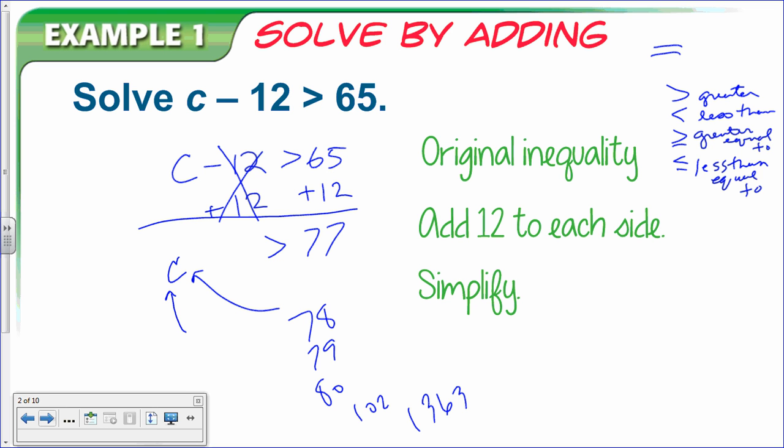Right, there you go. That's what you have to remember on inequalities: any number that's greater than 77 will work. So I have a ton of solutions, right? My solutions are anything greater than 77. Everybody clear on that? Okay, that's what that means.